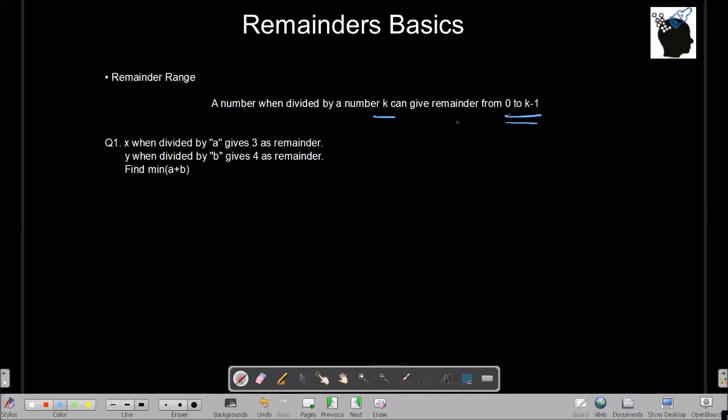Let's try out an example. So x when divided by a gives us 3 as remainder. That means when I'm trying to divide x by a, I'm getting a remainder of 3. Then the question says y when divided by b gives us 4 as remainder. And they're asking, find the minimum value of a plus b.